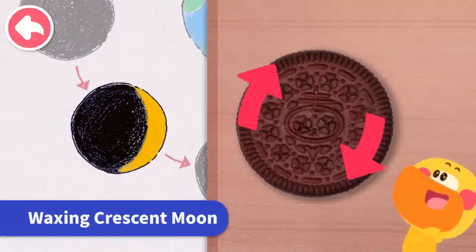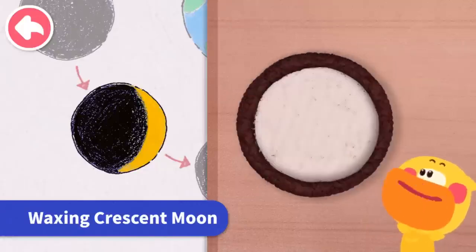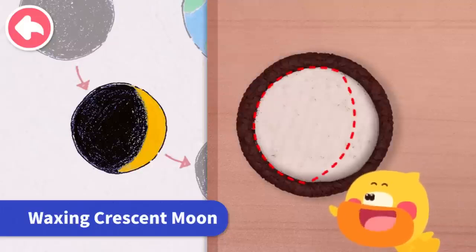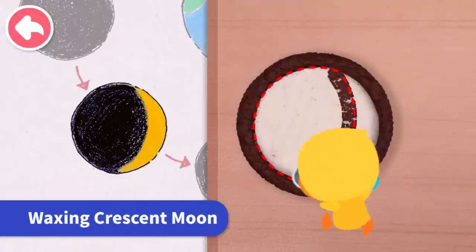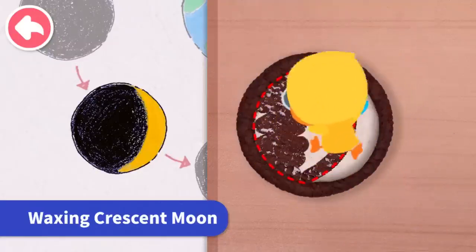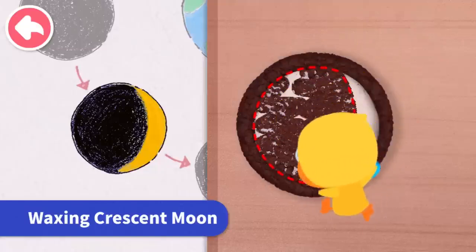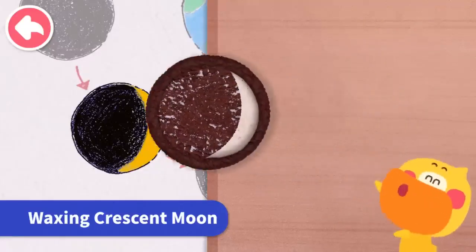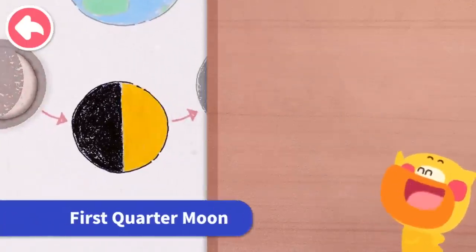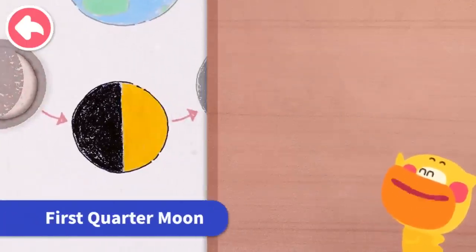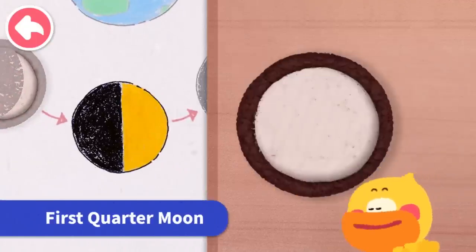Twist the cookie. Leave half of the cookie with filling. Look, it's a waxing crescent moon. Wave it to me. Ta-da! It's a crescent moon cookie! Next piece, the first quarter moon. It's your turn.